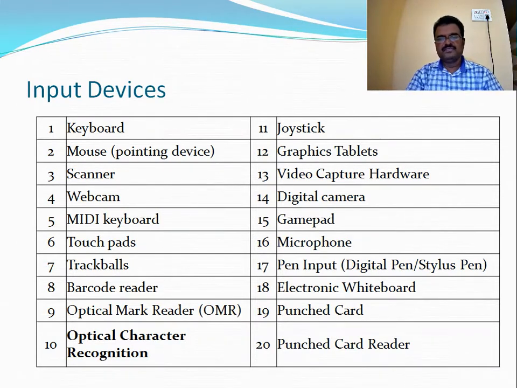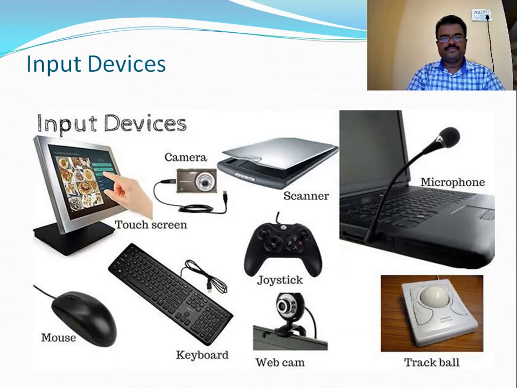Now we will see about these input devices one by one. Here also we can see the input devices. It's a keyboard and mouse. These two are mostly used by users. Other input devices are here: web camera, joystick. This is a scanner. This is a microphone, trackball, this is a touch screen, and digital camera. So these are the general input devices used by persons to give input to the computer.